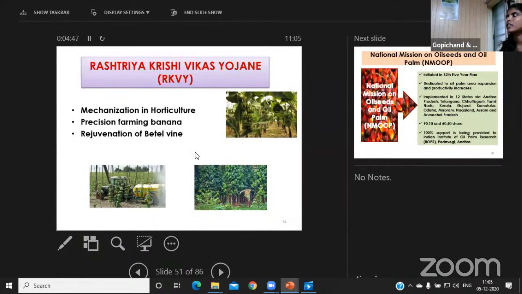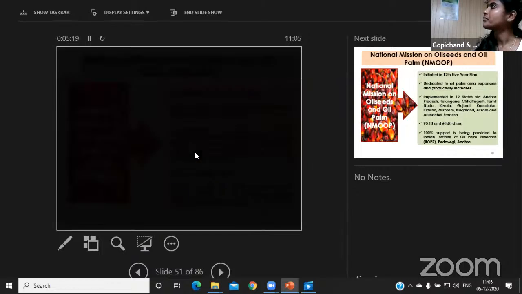In Karnataka, under the RKVY project, they are giving major incentives for mechanization in horticulture, precision farming in banana, and rejuvenation of betel vine. In almost all the districts, they are giving incentives for these three programs. In mechanization in horticulture, they are providing 40% subsidy to the farmers. And precision farming in banana, only for the SC/ST farmers, they are giving subsidy. And for rejuvenation of the betel vine, to remove the old betel vine, they are providing subsidy for all the farmers.